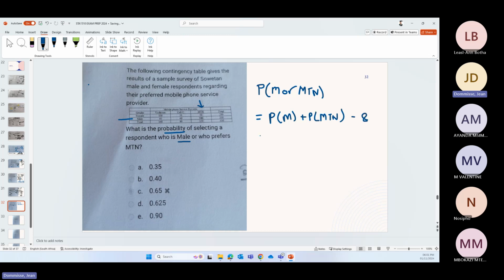So let's quickly see. Probability of male is 200 divided by 400, plus the probability of MTN, 150 divided by 200.